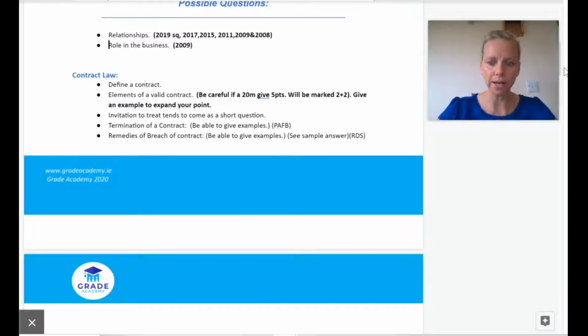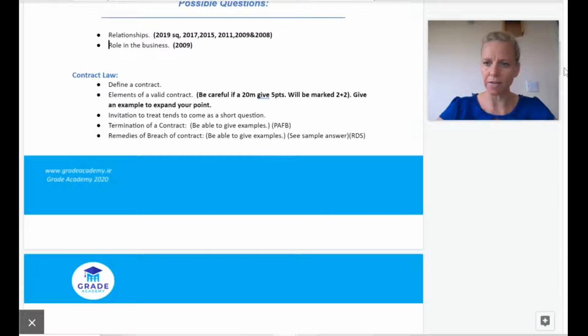So you give your subheading, you give your explanation. Now, I would also advise that in terms of giving your explanation, and a lot of the elements, there might not be a lot for you to pick up your +2. So give an example and that will help you expand your point. Okay, so be careful with that one if it does come up. It's quite an easy question to go up at a higher level. Just explain the elements of a valid contract.